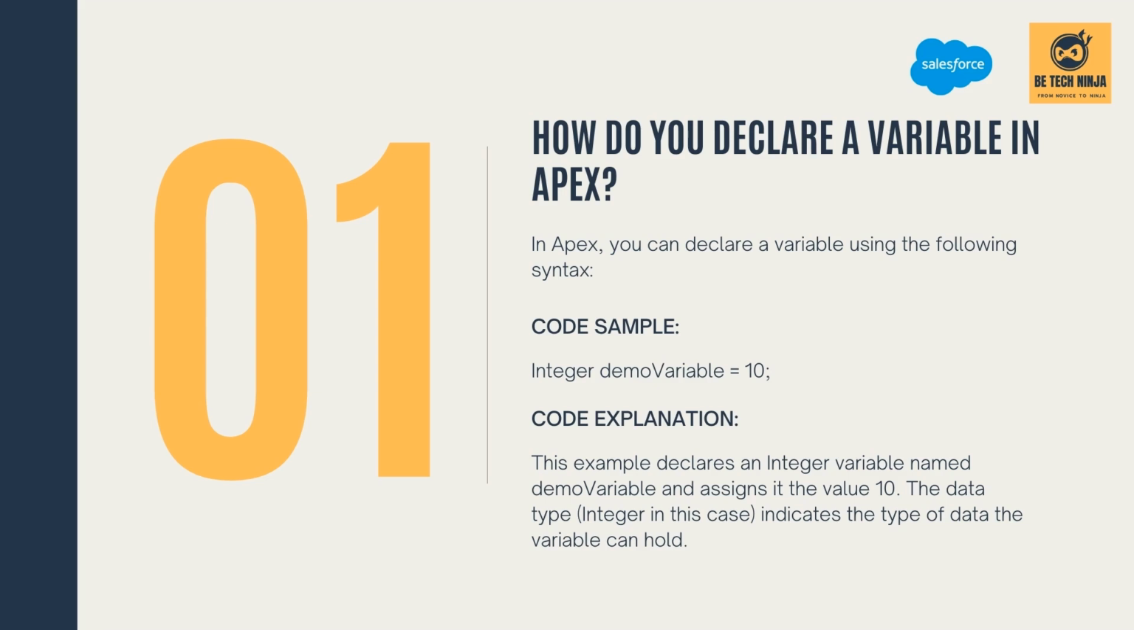Variables are fundamental building blocks in programming, allowing us to store and manipulate data. In Apex, you declare a variable by specifying its data type followed by the variable name. Data types can include primitives like integer, Boolean, and string, or user-defined types like custom objects. In Apex, you can declare a variable using the following syntax. Please take a look at the code sample. This example declares an integer variable named demoVariable and assigns it the value 10. The data type, integer in this case, indicates the type of data the variable can hold.